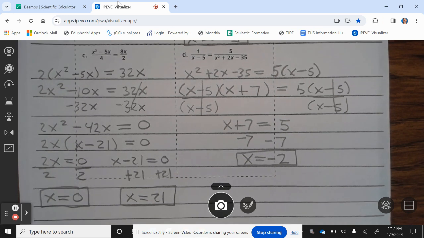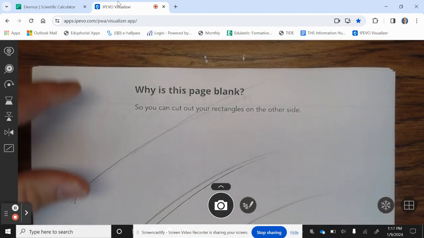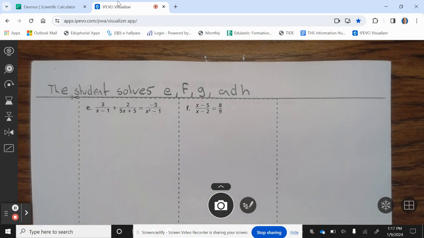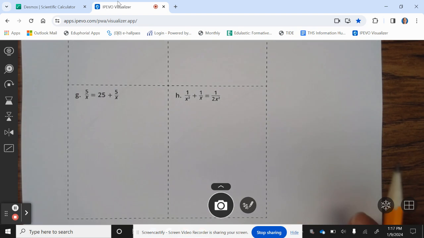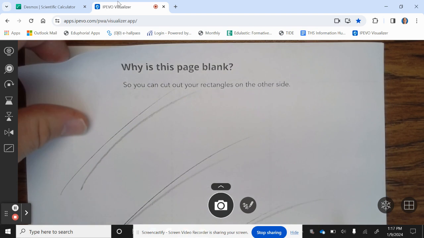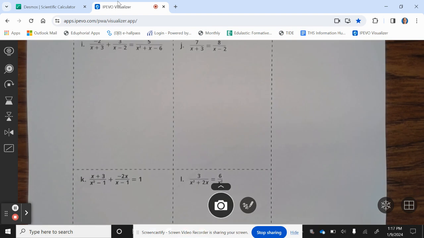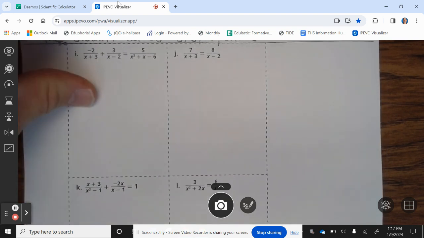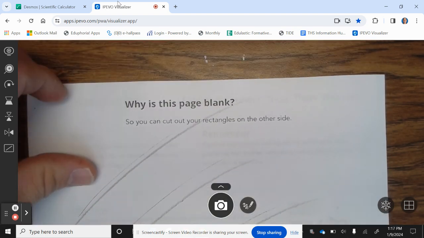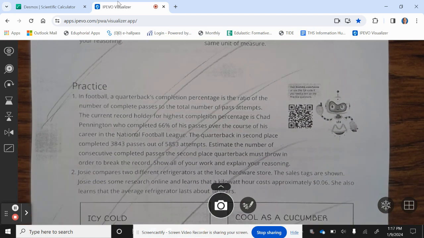All right, let's take a look at the next page. Go ahead and mark that page out. The student solves E, F, G, and H. Go ahead and mark this page out. The student solves I, J, K, and L. Go ahead and mark that out. You can go ahead and mark this entire page out.